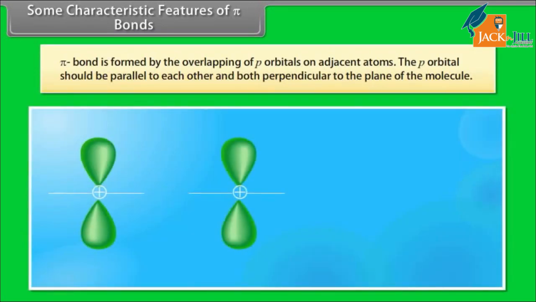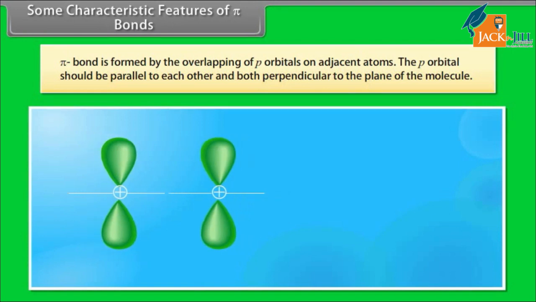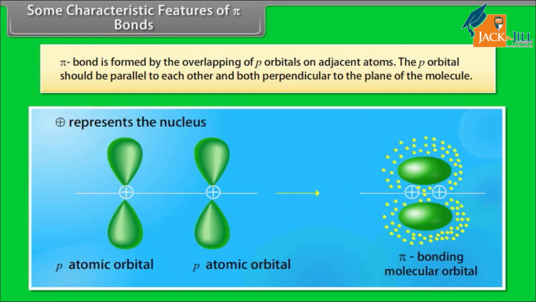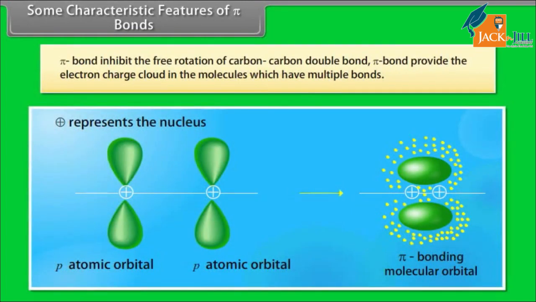Some characteristic features of pi bonds. Pi bond is formed by the overlapping of p orbitals on adjacent atoms. The p orbitals should be parallel to each other and both perpendicular to the plane of the molecule. Pi bond inhibits the free rotation of the carbon-carbon double bond. Pi bond provides the electron charge cloud in the molecules which have multiple bonds.